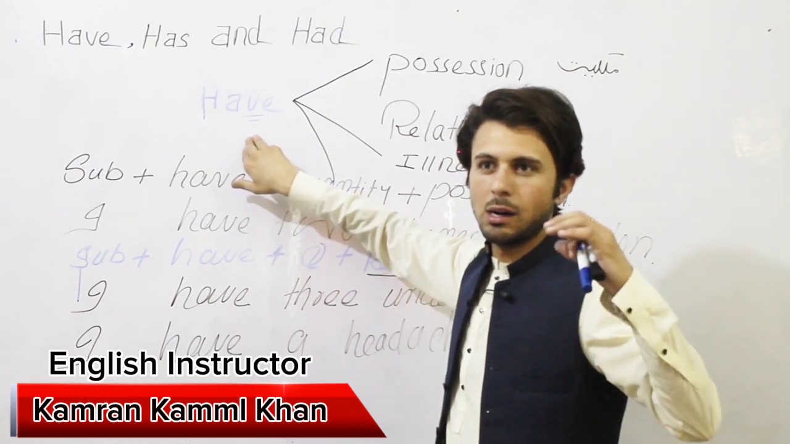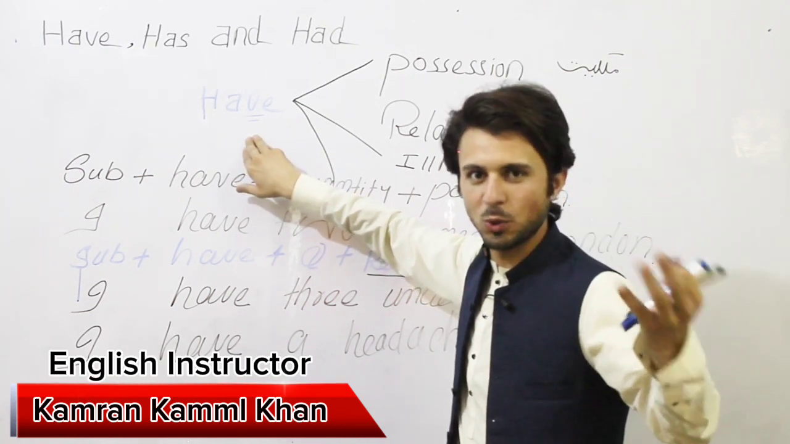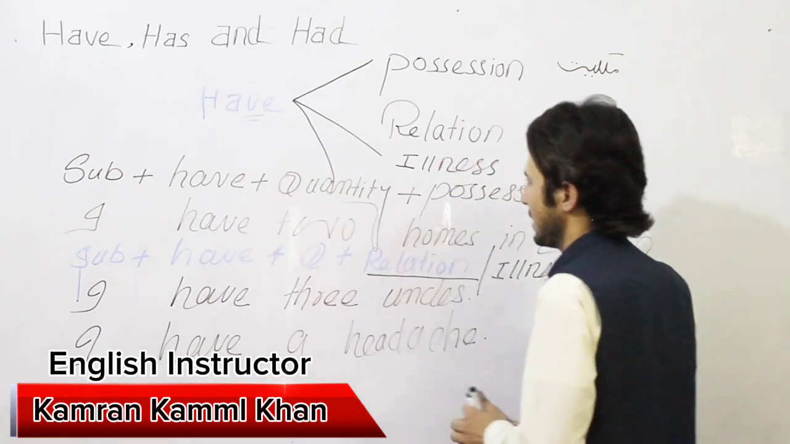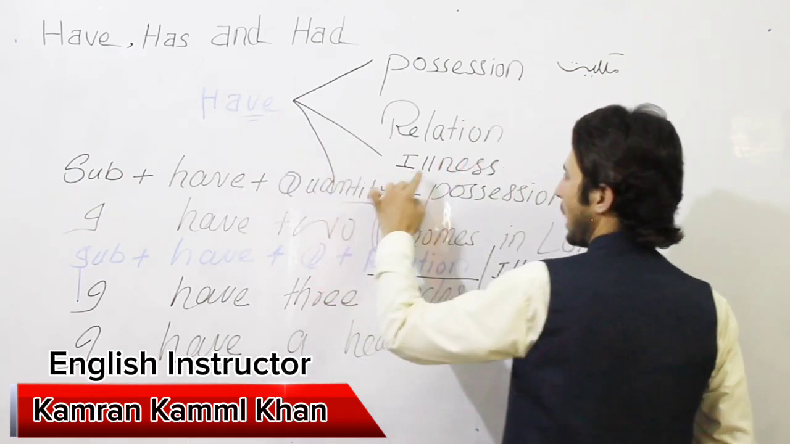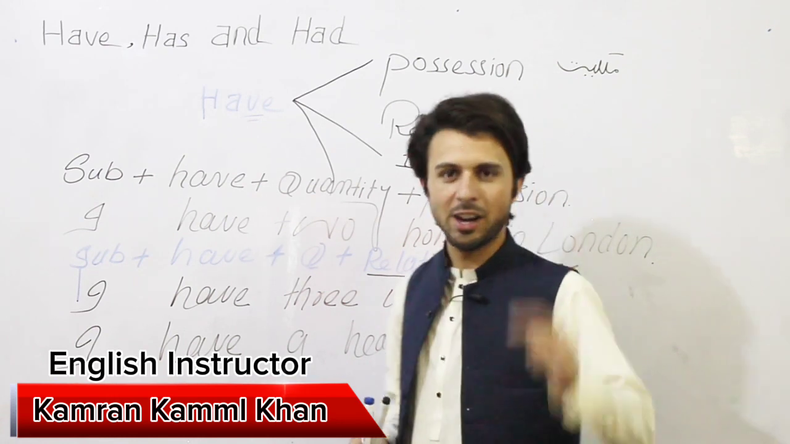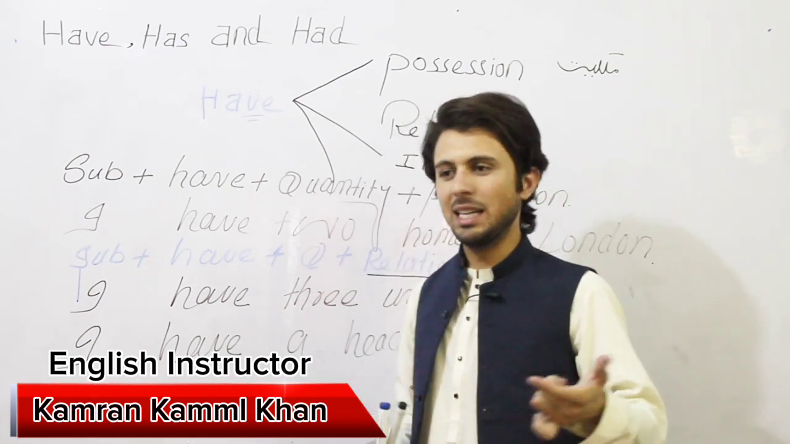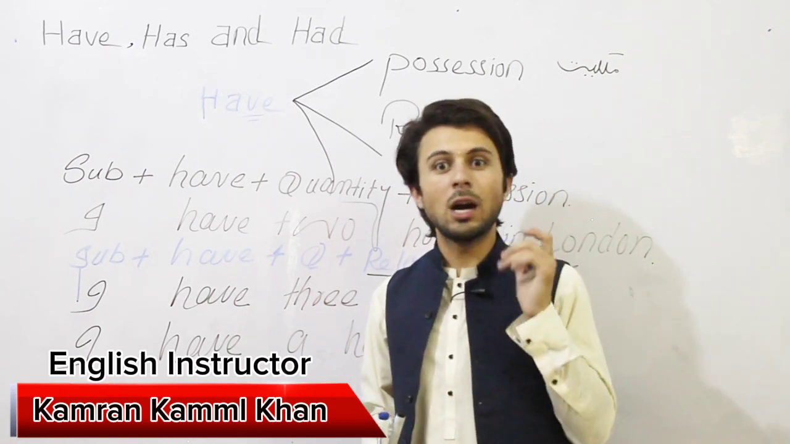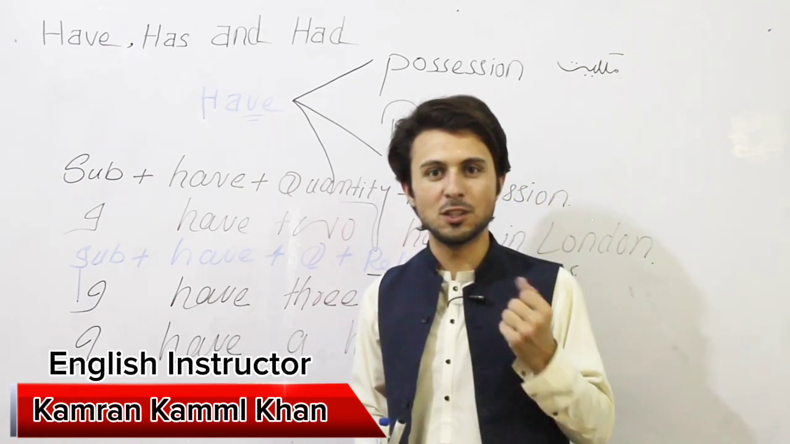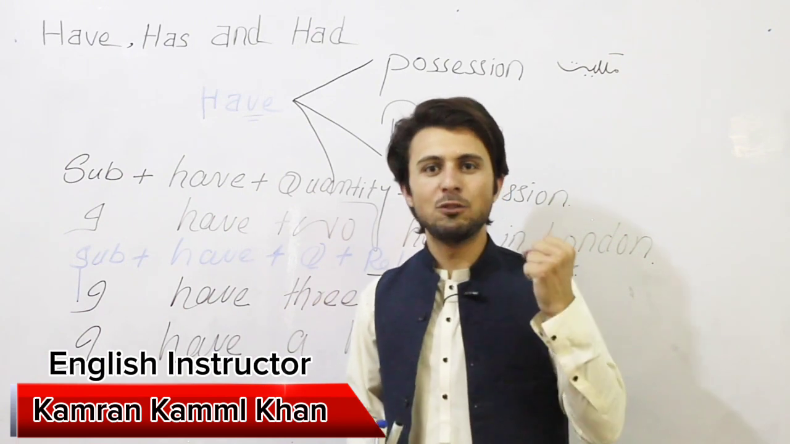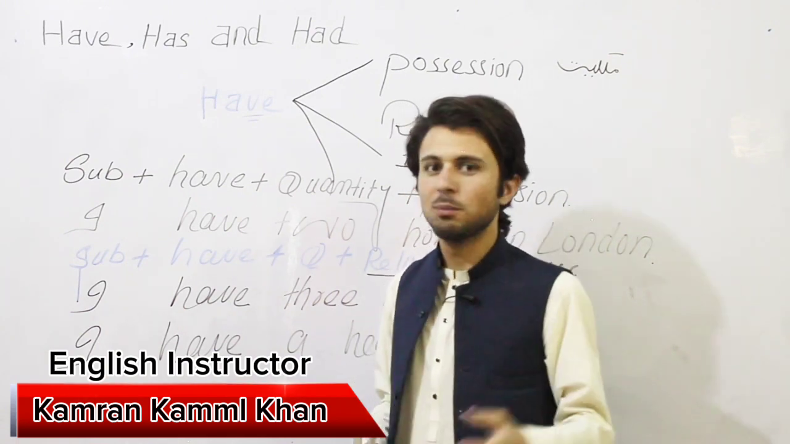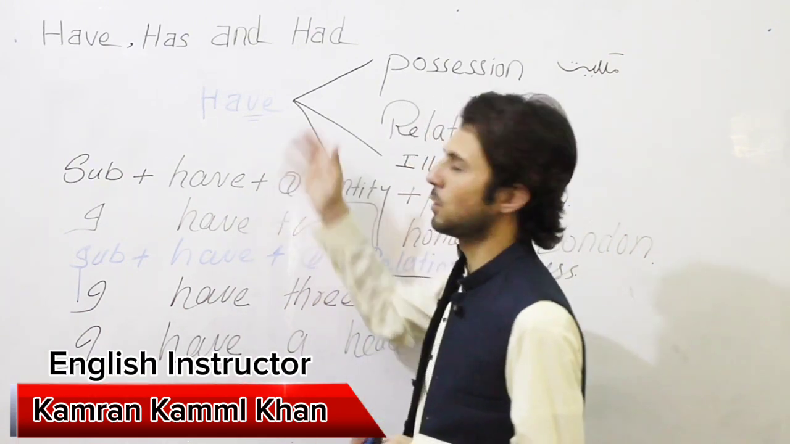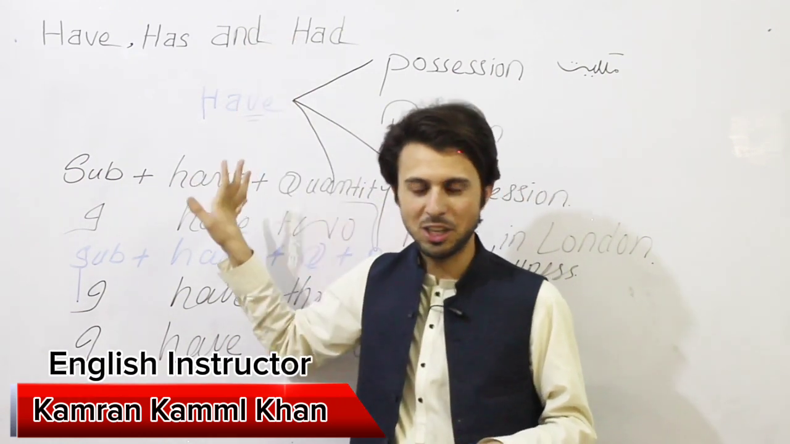I have 5 aunts. Like that, you make a lot of sentences. I have a headache. I have a toothache. God forbid, I have hepatitis B. I have malaria. I have sugar. I have cancer.